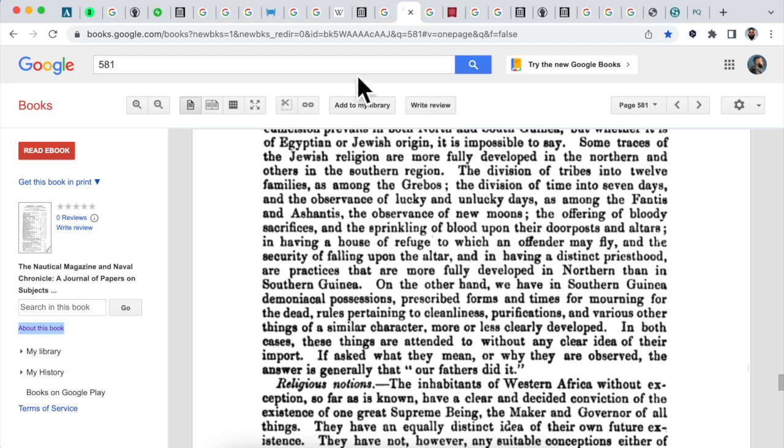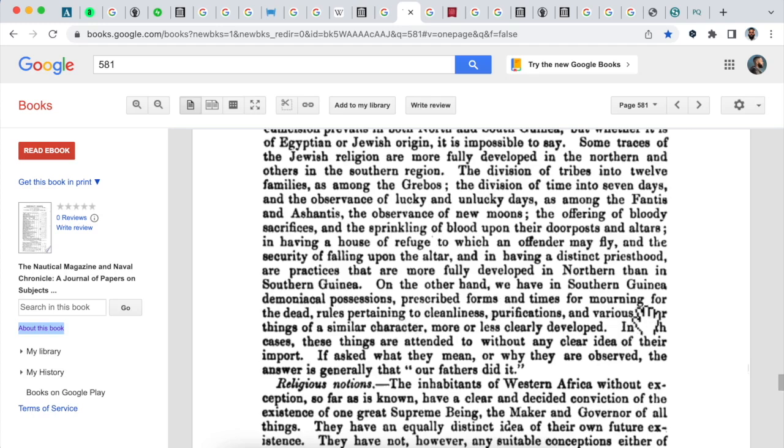But let's continue. In having a house of refuge to which an offender may fly, and the security of falling upon the altar, and in having a distinct priesthood, are practices that are more fully developed in northern than in southern Guinea. So he's listing all these practices of the people that inhabit Guinea. And like I've said, we've already read how the tribe of Judah migrated to Guinea. The kingdom of Judah that we're reading about, that this presentation is based on in West Africa, was in Guinea.